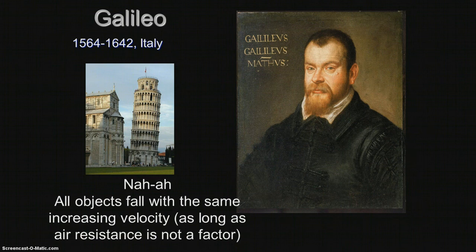All objects fall with the same increasing velocity as long as their air resistance is not a factor. Now, again, I'm paraphrasing here. But this man is considered the father of modern science. Because unlike Aristotle, he decided if we are going to come to conclusions about nature, that we have to actually do experiments. For Aristotle, doing experiments was below him. But Galileo believed, rightly so, that if we want to understand nature, we have to actually conduct experiments to see what the results are going to be before we come to conclusions.